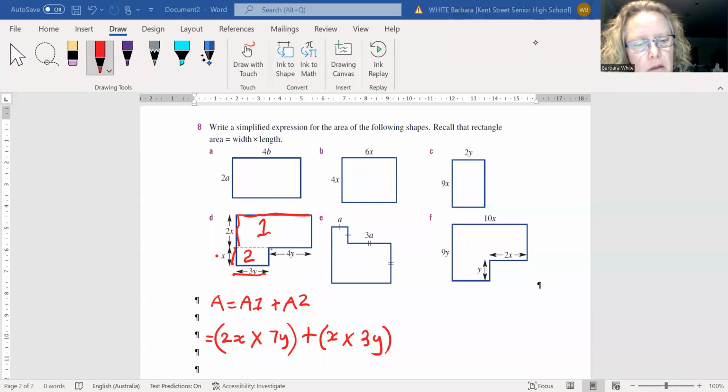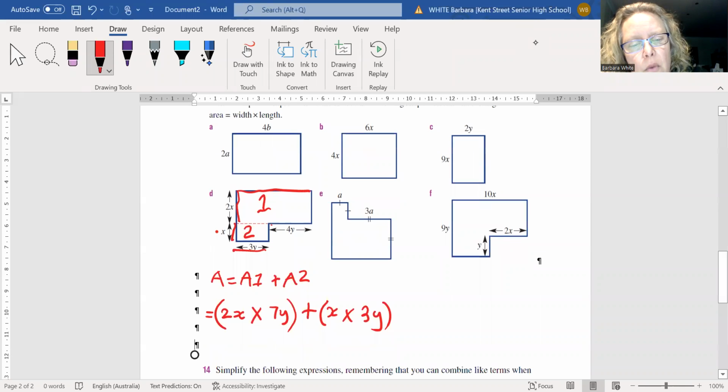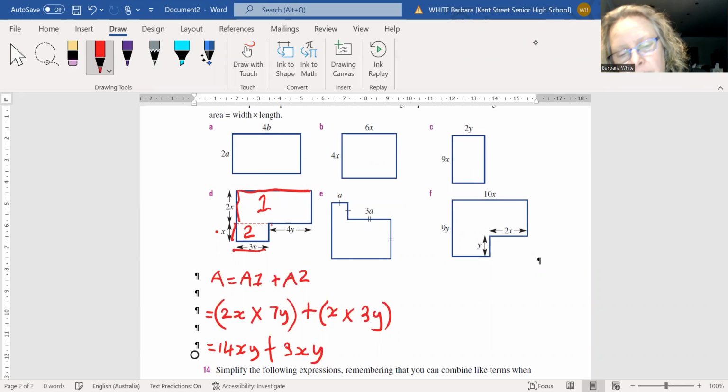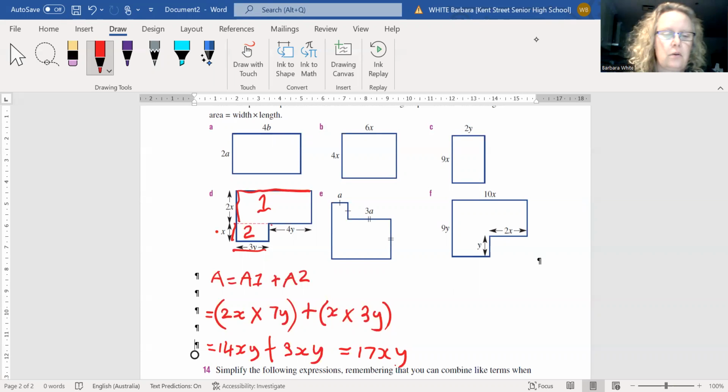To add those together, we're going to do each bracket separately. So 2x times 7y is 14xy plus, over here we've got 3 times x times y, plus 3xy. And then we can just add them together. That's 14xy plus 3xy is 17xy. Have a go at the others. Those are a bit trickier.